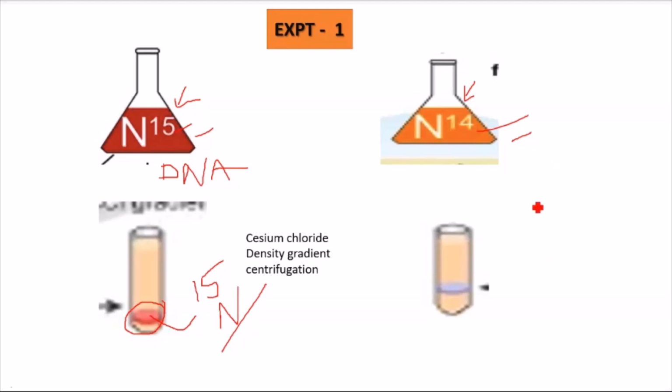As such, in this side, the DNA of the E. coli is isolated from this culture medium and subjected to cesium chloride density gradient centrifugation. The band is formed like this. Observe the studied band. It is known to contain N14.